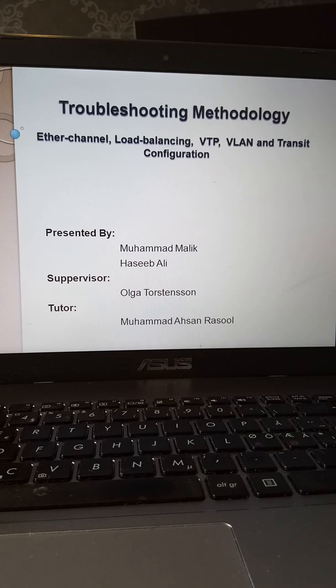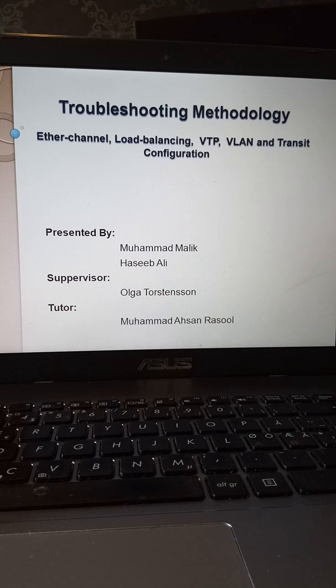Hey, I am Muhammad Malik and my group member is Hasib Ali. We want to present a troubleshooting methodology with some protocols: EtherChannel load balancing, dynamic routing protocol, VTP, VLANs and transit configurations as part of the optimized converged network. Our supervisor Olga Toshtenshan and tutor Muhammad Hassan Rasuls made it possible for us to complete this project.